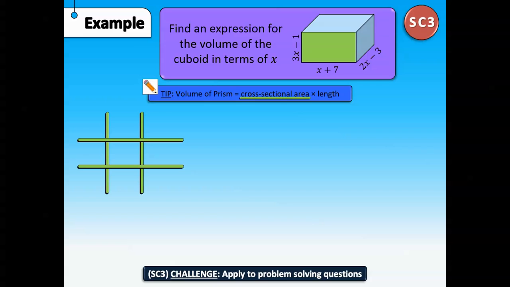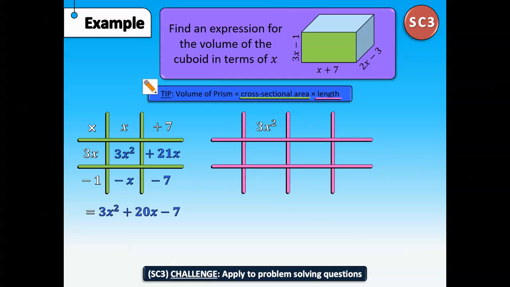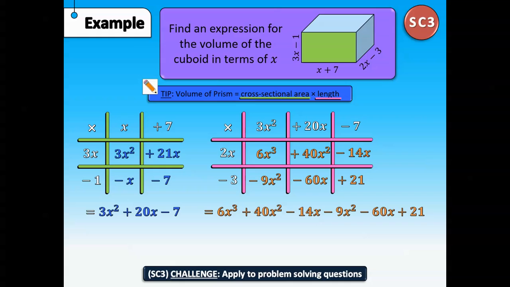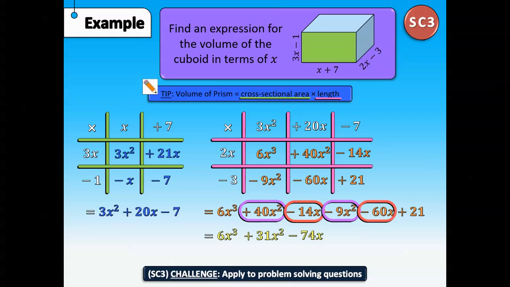So I'm going to start by doing 3x minus 1 times x plus 7, which is 3x squared plus 20x minus 7. And then I'm going to times that by 2x minus 3. And then simplify. So I get 6x cubed, 40x squared minus 9x squared, which is 31x squared, minus 14x minus 60x is minus 74x, and then plus 21.